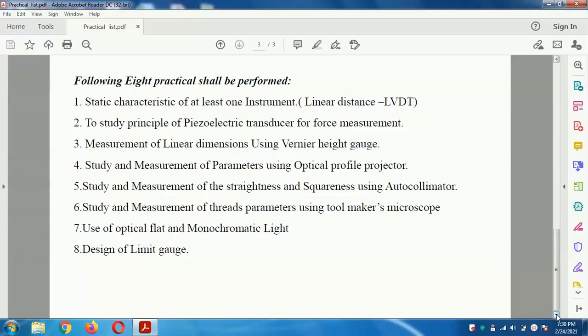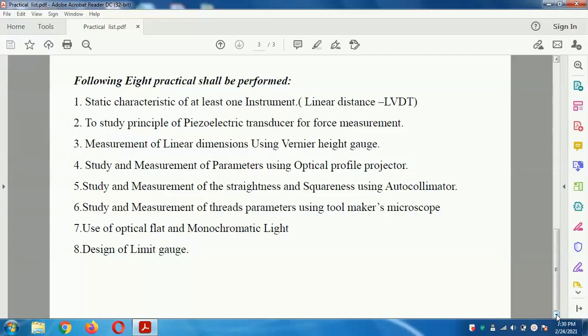It is a study practical. The third practical is measurement of linear dimension using the vernier height gauge. It is also a practical which is performed on the vernier height gauge. The fourth practical is study and measurement of parameter using an optical profile projector. The optical profile projector is available in our practical lab. Therefore, we are performing the practical with respect to these optical flat.